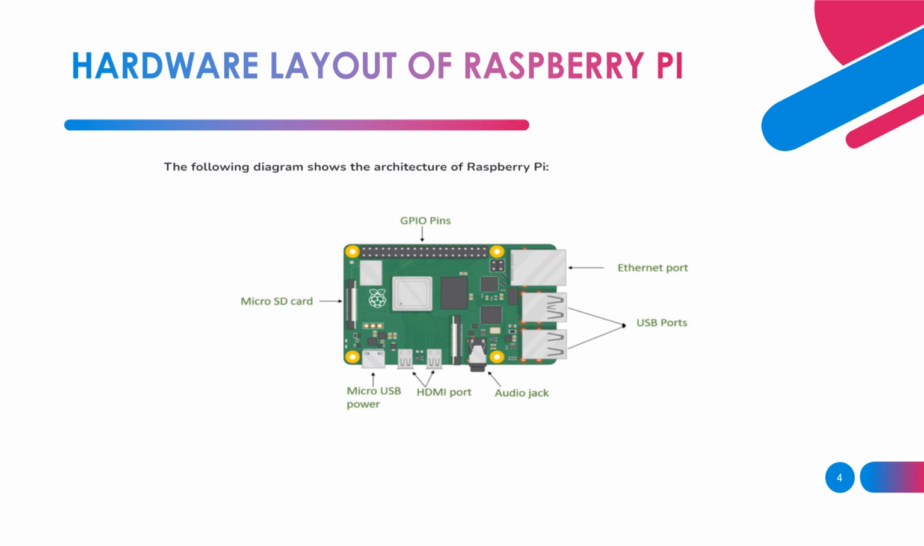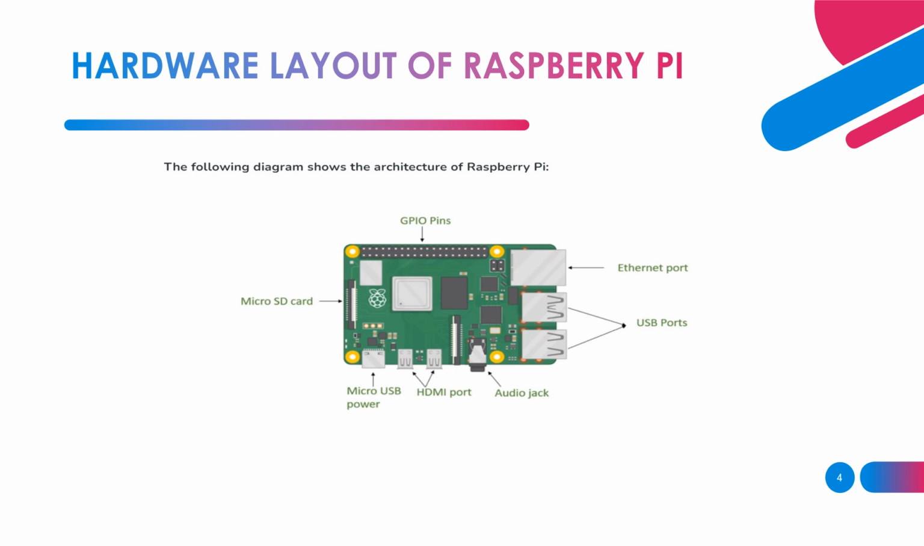Power source. The recommended and easiest way to power the Raspberry Pi is via the micro USB port on the side of the unit. The recommended input voltage is 5 volts and the recommended input current is 2 amperes.